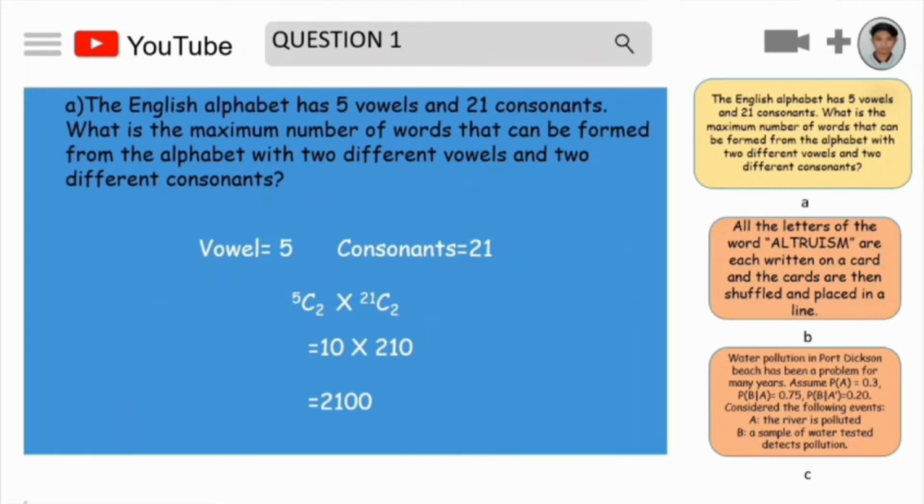For question 1A, what is the maximum number of words that can be formed from the alphabet with 2 different vowels and 2 different consonants? So in this question, we use the combination rule. So the answer is 2100.